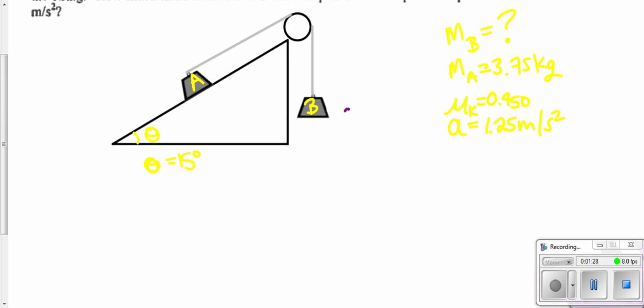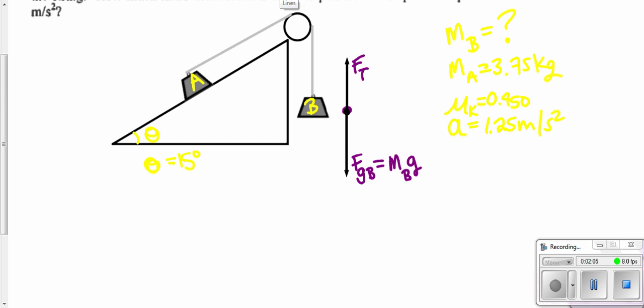So let's first set up our force diagram for B. That one's pretty simple. Draw some big arrows. For B, we have gravitational force pulling it down and the tensional force pulling it up. The gravitational force should be the greater amount because it is accelerating downward. So this is going to be the mass of block B times gravity. So we cannot say that these two are equal.